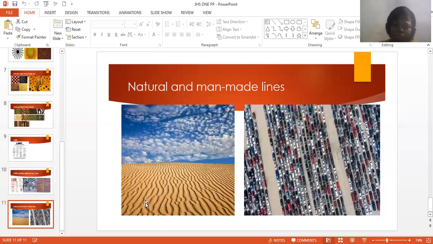Then we have the dune in the desert. You see the way nature has formed this beautiful line pattern on the desert. Then the next one is man-made. So we are juxtaposing nature and man-made, putting them side by side to look at how we can find lines in both concepts, in nature and in man-made. We can see the lines formed by cars in traffic. How beautiful can it be?